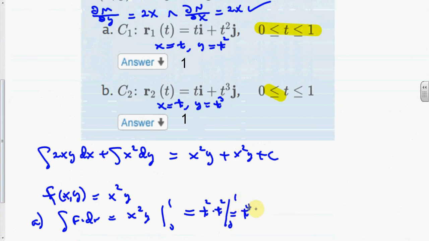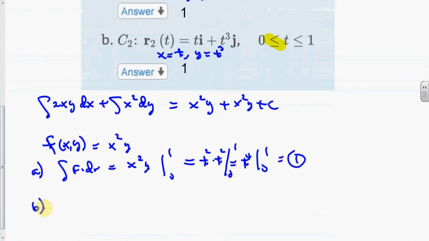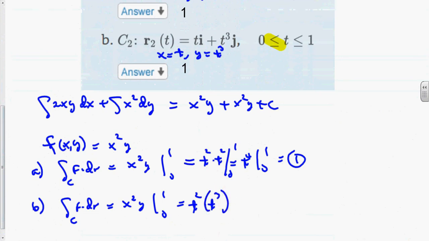This is t to the fourth, evaluated from 0 to 1. We just get 1. For part B, the line integral is equal to x squared y, evaluated from 0 to 1. But here x is t, so that's t squared. And then y is t to the third.